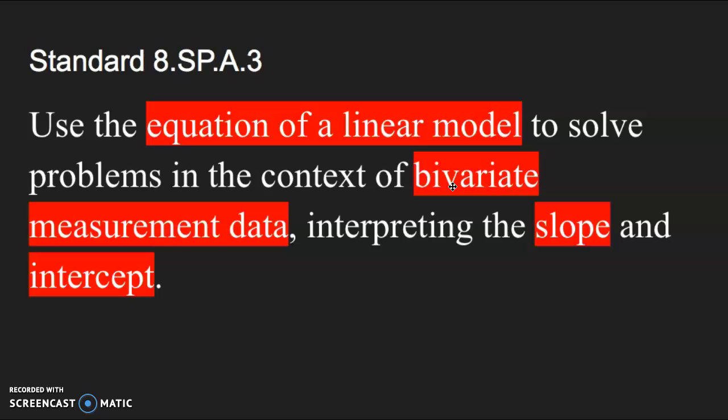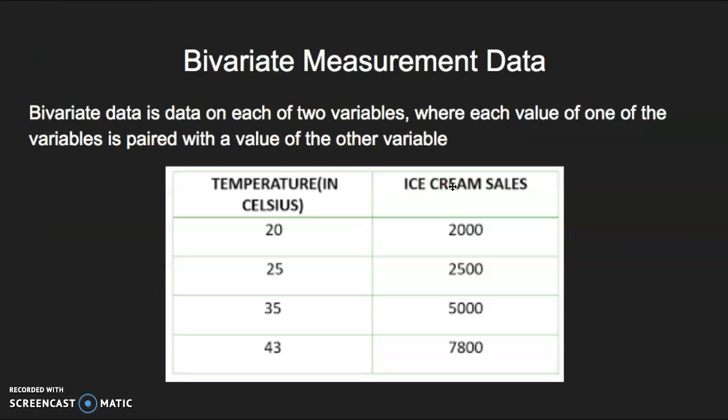So our standard is to use the equation of a linear model to solve problems in the context of bivariate measurement data, interpreting the slope and intercept. So here is a breakdown of those essential words. Bivariate measurement data is data on each of two variables where each value of one of the variables is paired with a value of the other variable.